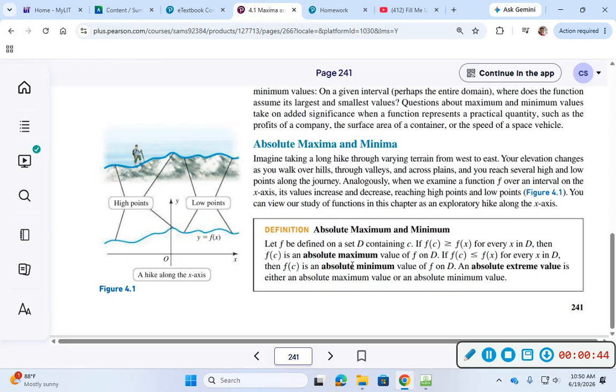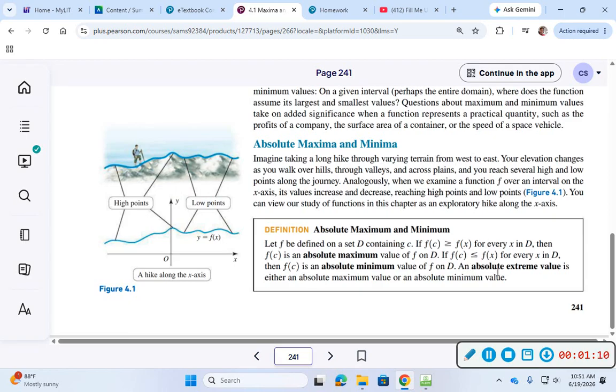Some function is defined on some domain. If we have a y value, this f of c, that is greater than all of the other values in that domain, then it's an absolute maximum. And then we have a similar definition for a minimum. If you have some y value that is smaller than all of the other y values in that domain, then that y value is a minimum.